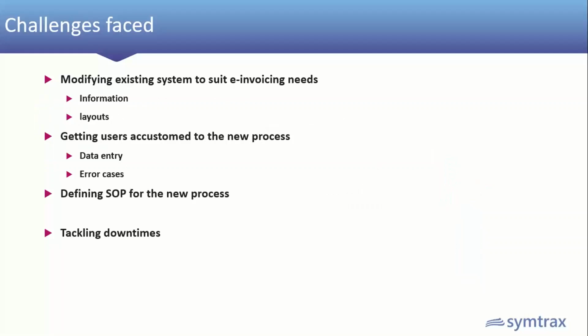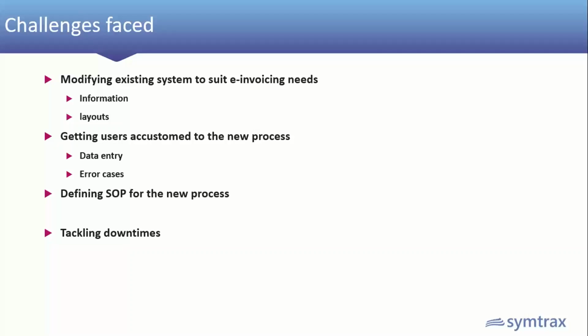Let's move ahead and see what challenges were faced by these 500 crore plus companies when they implemented the solution. The first one observed was modifying the existing system to suit the e-invoicing requirements. So what exactly were the issues faced? One is the information which is required to be passed as per schema. Maybe some information was missing, some information was not maintained in the master data. These kinds of challenges had to be tackled before going live. Then there were multiple layouts; getting the system set as per the multiple layouts was another challenge faced by these companies.